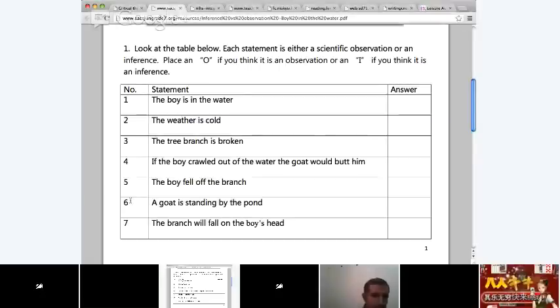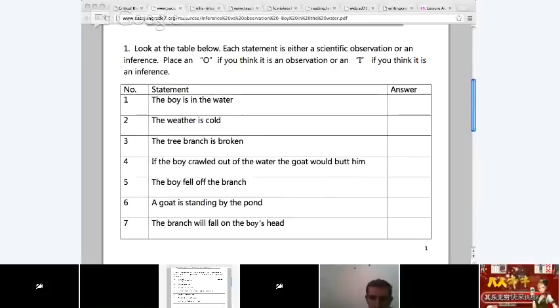So let's look at number six now. Go ahead, Joshua, read it. Sorry, which one, teacher? Number six, this one. "A goat is standing by the pond." So, observation or inference? Observation. Perfect. I think it's an observation. Yes, exactly. Okay, so that's a fact.